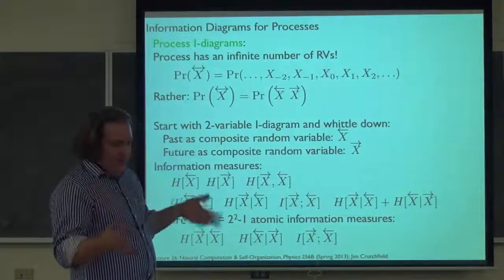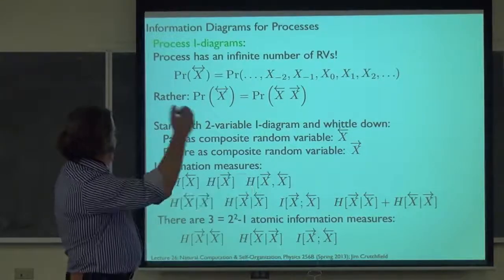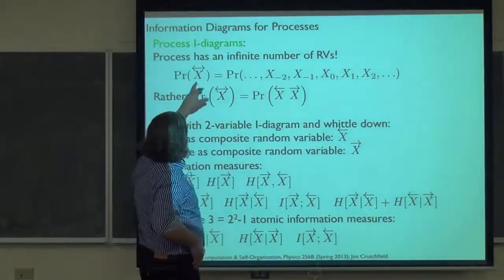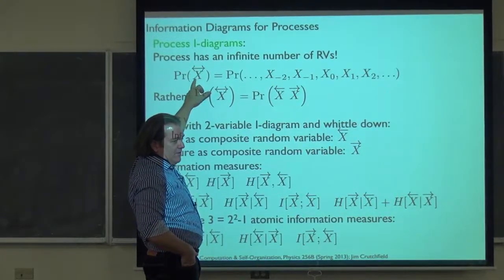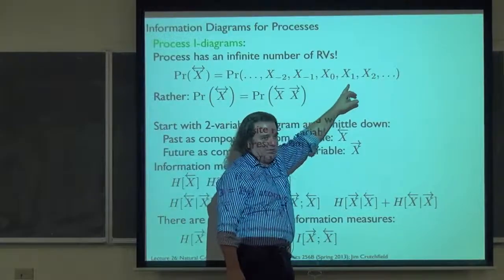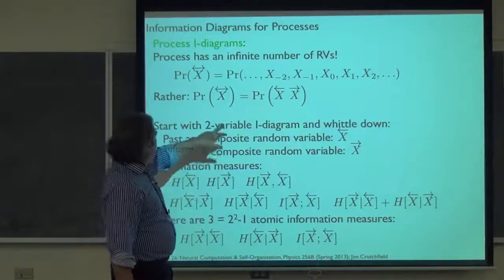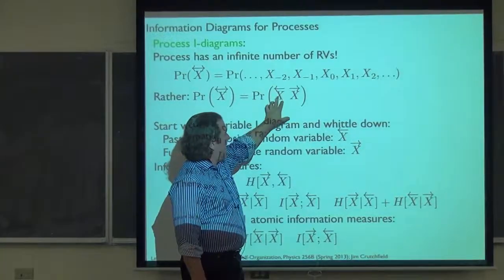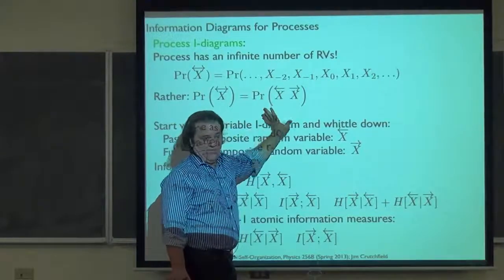So now let's take this back to processes themselves. The first problem would be, oh my God, the process is specified by this joint distribution of a bi-infinite chain of random variables. What a horrible mess. That's an infinite-dimensional information diagram. Not useful. Well, the trick here is just to think of the past and the future as aggregate random variables, as if they were individual random variables.